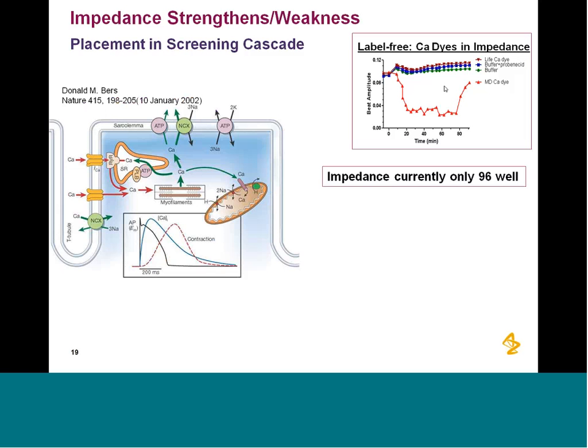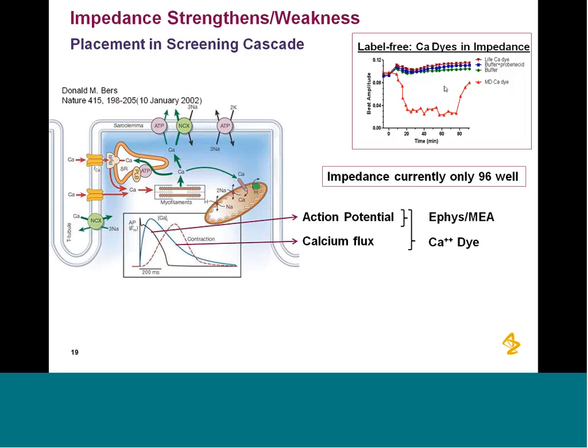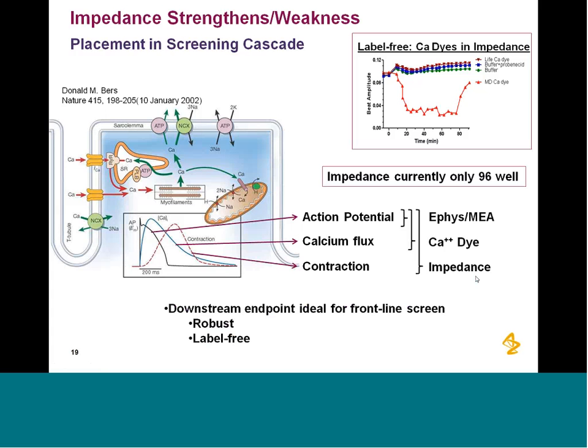Now, again, thinking about contractility and a frontline screen, what you'd like to do is have your first screen, in my opinion, be inclusive. So if you wanted to detect the action potential, you might use something that's ePhys-based. If you want to detect something that's downstream and includes action potential and calcium, you could use a calcium-based dye assay. And I think if you want to include contraction, the impedance assay would make a good frontline screen because a change in action potential, calcium flux, or contraction would all sum in a response that would be detected in impedance.